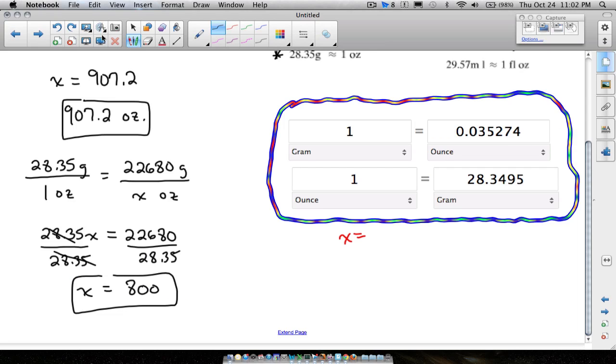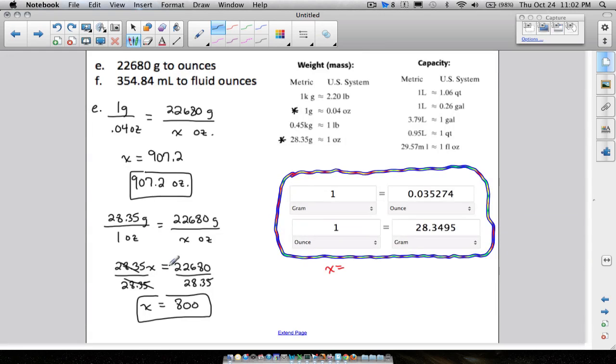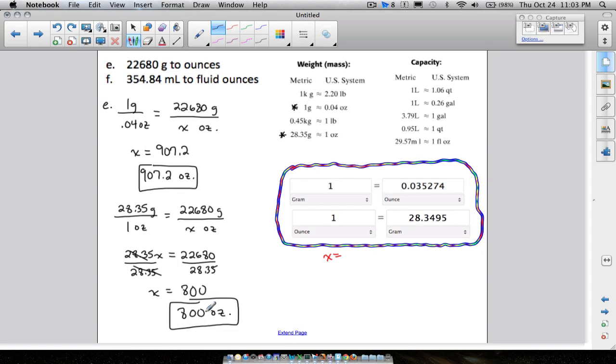It's not a problem, but then again it might be. I mean, you might be thinking, well, we're getting two totally different answers. Okay, well, x is 800. Actually, I shouldn't be boxing that. It should be 800 ounces. Two totally different numbers. And they're a long ways apart, to be quite honest with you.